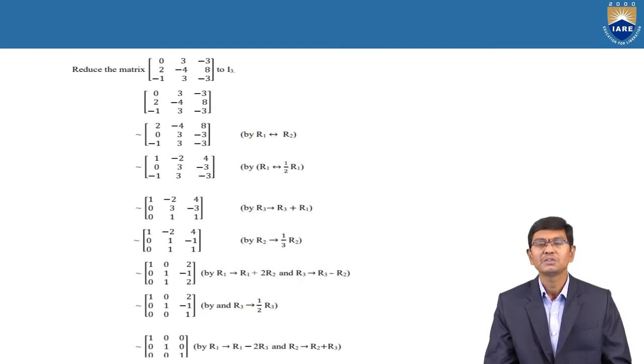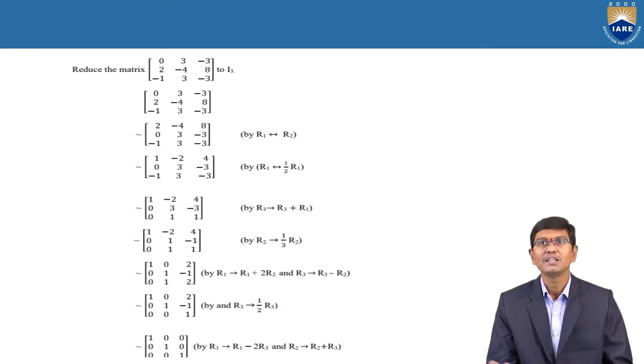For example, see this example: reduce the matrix 0 3 minus 3, 2 minus 4 8, minus 1 3 minus 3 to I3. Similarly, this matrix is based upon the previous one. We are going to reduce it to normal form by using row operations. Finally, the rank we need to find is 3 only.